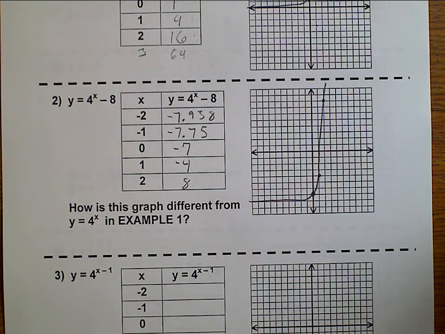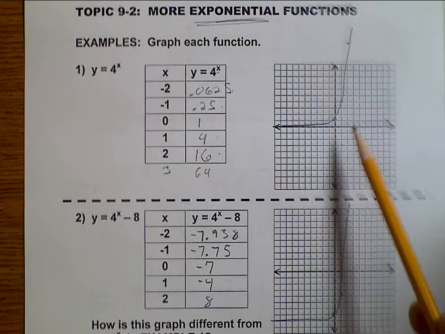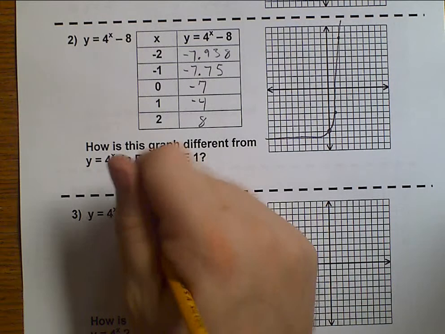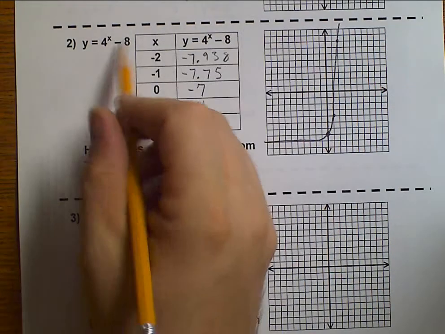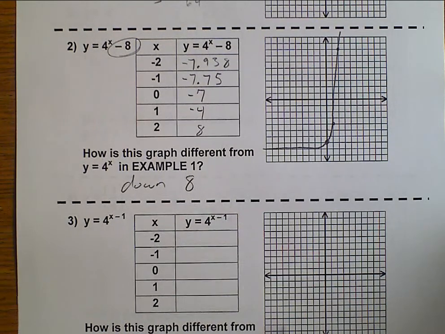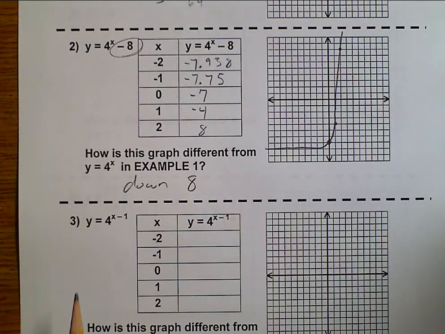Now if we look at this one, and we look at the one previous, I want you to notice that they are the same basic shape. The only difference is that this one has been moved 8 down. So how is it different? It has been moved down by 8, which we can see right here where that comes from. We're going to do what we did before, and then we're going to subtract 8. So it's going to move it down 8.